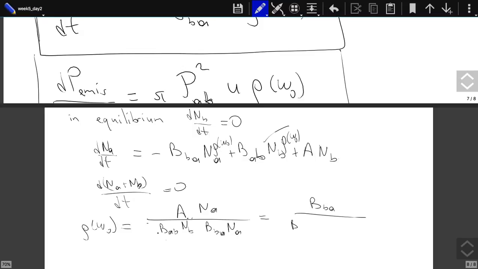B and B is the second term. It is plus. No, it becomes minus, plus. Now it's correct. Okay, so let's correct here also. This is A over B_BA plus minus B_AB and B over N_A.